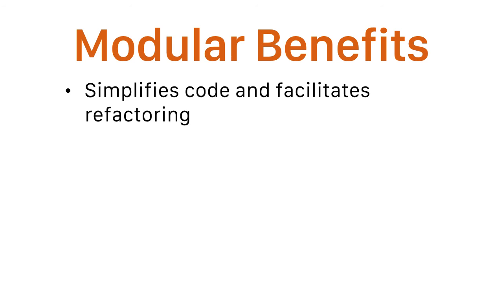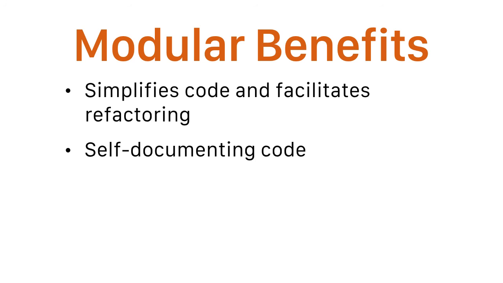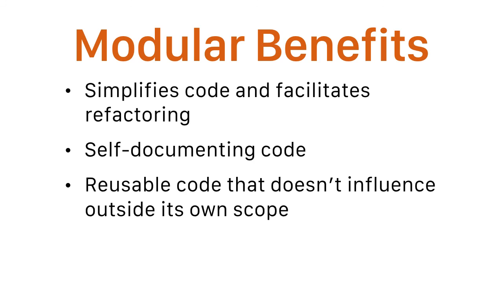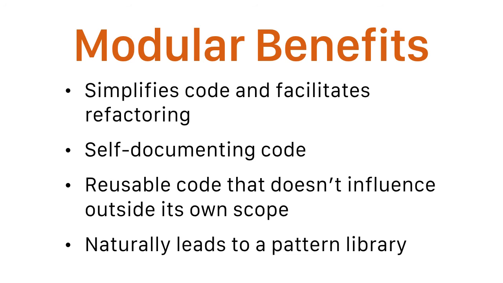So the benefits of using modular. First of all, it simplifies your code and it facilitates refactoring. It leads to self-documenting code. As we just saw, when you've properly used modular, it should be very clear what a given class does. It leads to reusable code that doesn't influence anything outside of its own scope. And finally, perhaps most importantly, it naturally leads you down the road towards a pattern library. The whole point of using modular CSS is to identify the repeating patterns on your site.